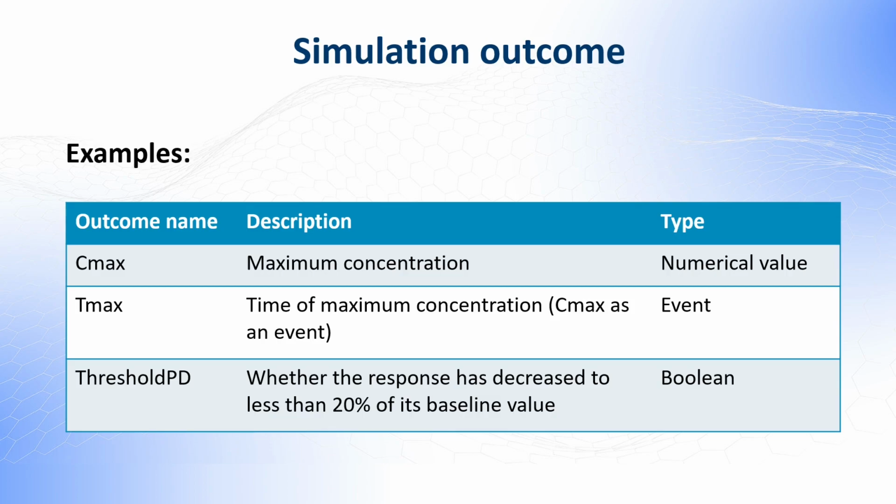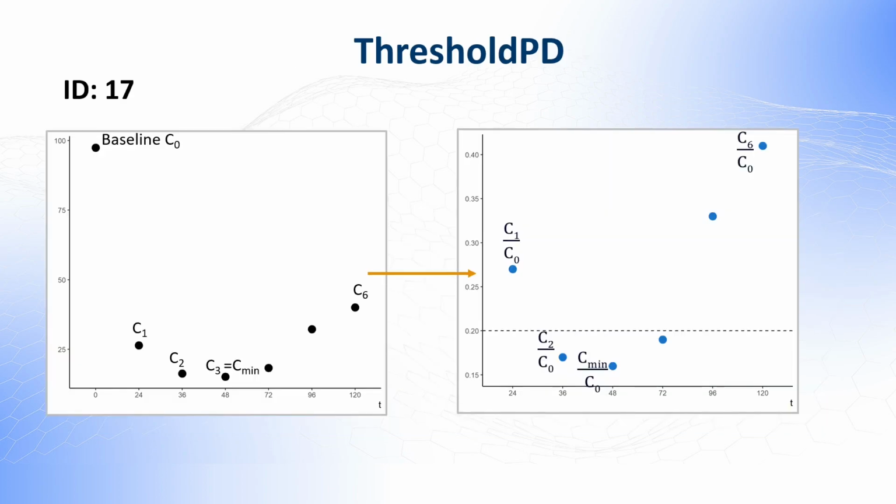The elements Cmax and Tmax can be created straightforward. Threshold PD, on the other hand, requires a modification on the original profile. Let me show you what this modification looks like before I show it to you in the interface. Here we see the profile of a subject with simulated data. We want to know if the minimum is less than 20% of the baseline value. So we set all values in the profile relative to baseline. This is equivalent to the question whether the minimum divided by the baseline value is less than 0.2.